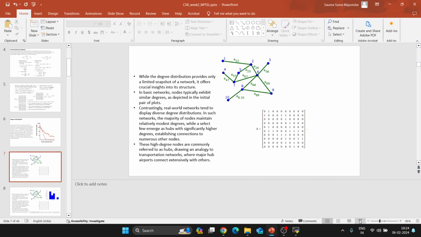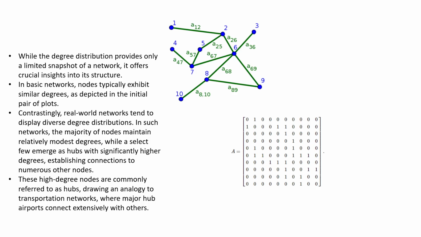Okay, so in real world networks, we see a diverse display of degree distributions. In such networks, the majority of the nodes have modest degrees, while a select few emerge as hubs with significantly higher degrees, establishing connections to numerous other nodes. So most of your graph structure will be sparse, but there will be a few hubs within the structure which will be densely connected, and which will be the important parts of the network.